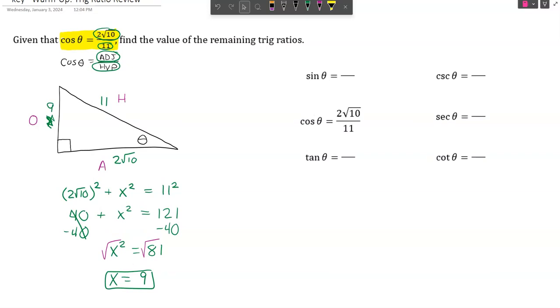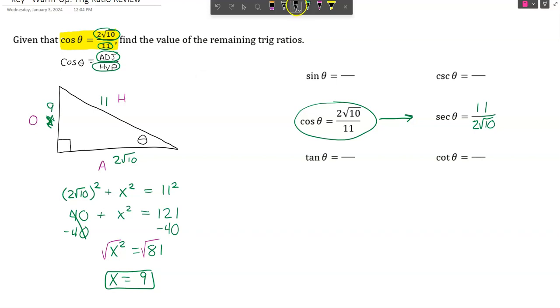Now, before we go and find sine and tangent, I want to mention that if you already know cosine, we didn't have to do any of this other work to figure out secant, because secant is just going to be the reciprocal of cosine. So the answer for this would literally just be 11 over 2 square root of 10. And that's it. That's all that's going to be. Now, let's talk about the remainder.